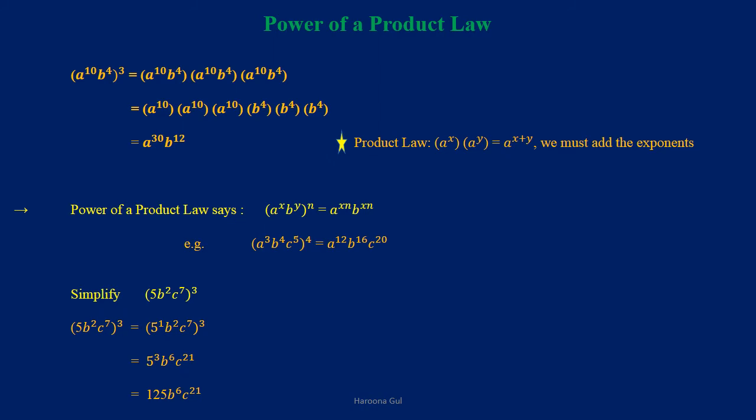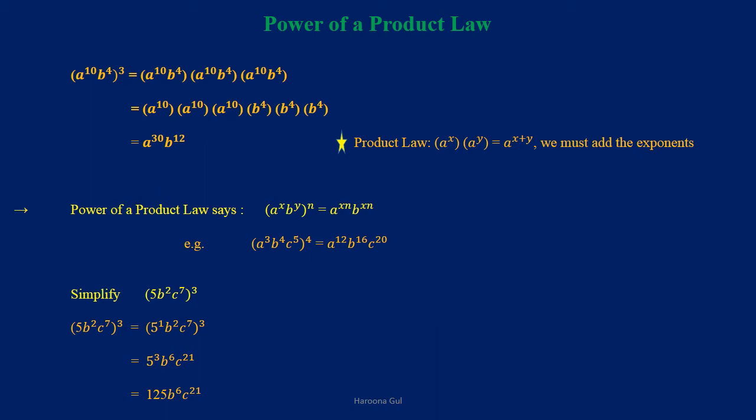Now let us see how we can apply the power of a product law and simplify an expression. The product law says that a raised to the power x into a raised to the power y is equal to a raised to the power x plus y. This means we must add the exponents if the bases are the same, right? Now if we have this expression a raised to the power 10 into b raised to the power 4 whole raised to the power 3, we can simplify it by writing the expression a raised to the power 10 into b raised to the power 4 3 times. And then we can separate a from b, and we can get the answer as a raised to the power 30 into b raised to the power 12.